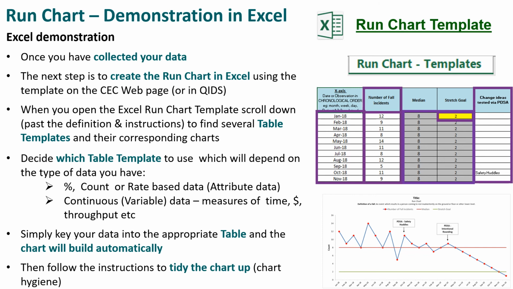Then you can also put in here your change ideas that you tested via PDSA to keep as a record of what you did and when. Then with your chart, which will have grown and built automatically, you key into these little annotation boxes the exact information about each PDSA. Then also put in the title and also the definition of what you're looking at if you think that is required. And it's as simple as that.